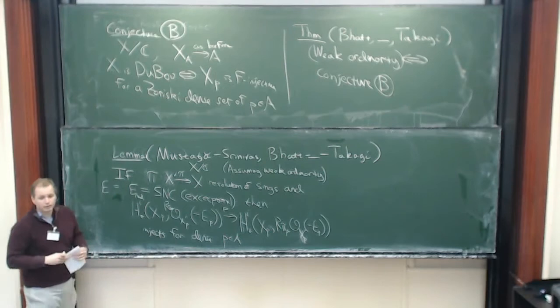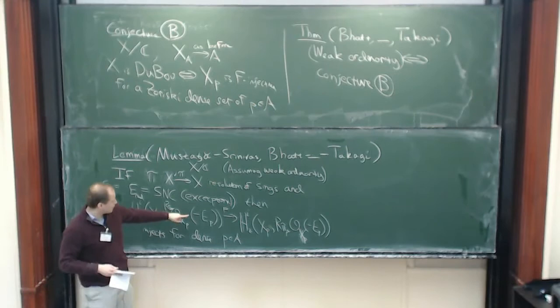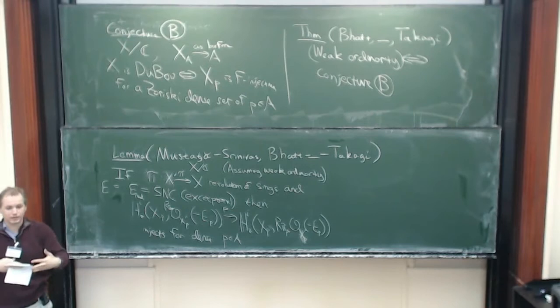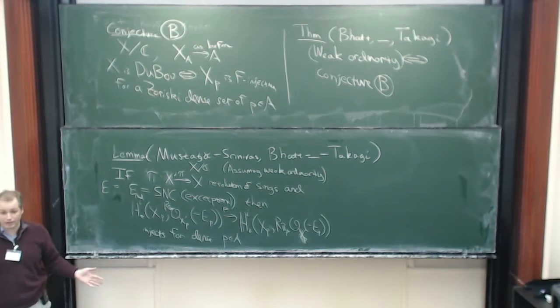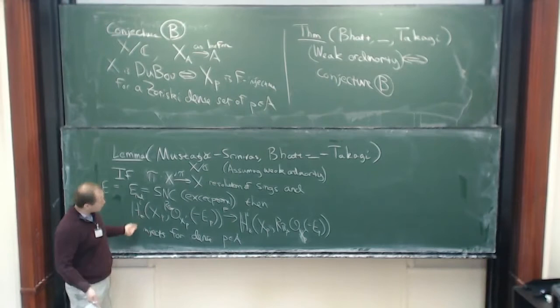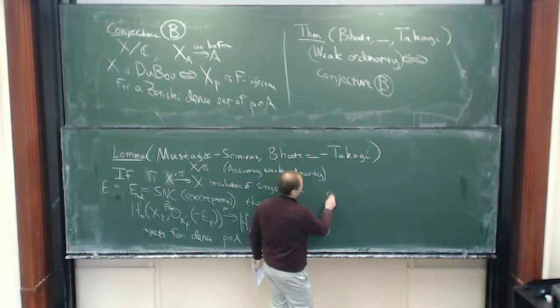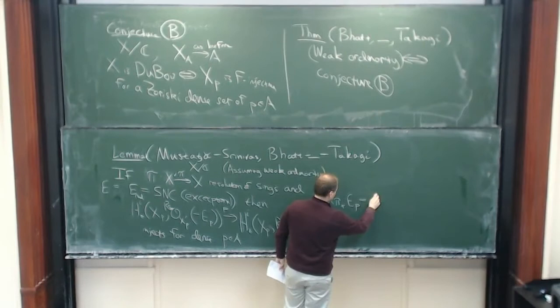Roughly speaking, the idea is that the simple normal crossings E is made up of finitely many smooth components. These finitely many smooth components intersect in various strata, which are also finitely many smooth things. You run the weak ordinarity conjecture for all these simultaneously, and you can pick up this injection here. Once you have this injection, you actually get it on the Rπ_* of E by some long exact sequences, and then the Rπ_* of O_{E_p}. Oh, O_{E_p}, yes, thank you.